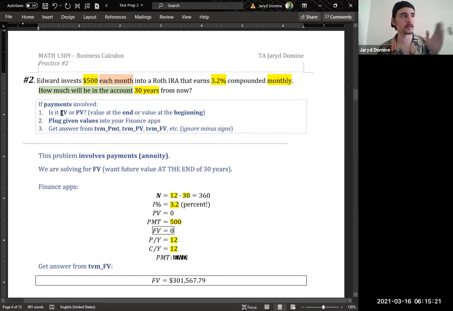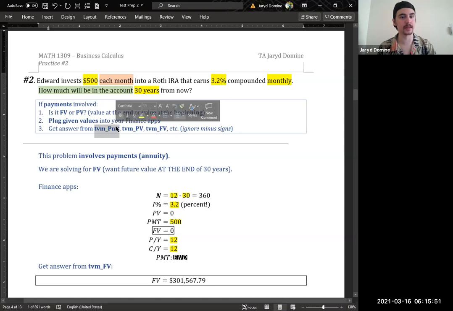Okay, so when payments are involved, first step is to determine whether you're dealing with future or present value, because that's going to be important for the problem. And that's just based on the context. Are we talking about what it's worth now or what it's worth later? Second step is to plug in the values that you're given. And then the last step for the calculator method is to pick one of these off the list in your finance apps, and then press enter in order to get the value. So if you're solving for the payment, you would click on TVM PMT, this option in your calculator, and it'll tell you the payment.